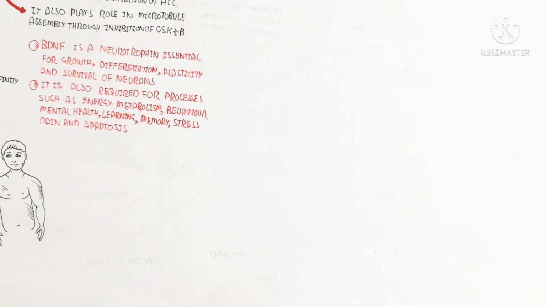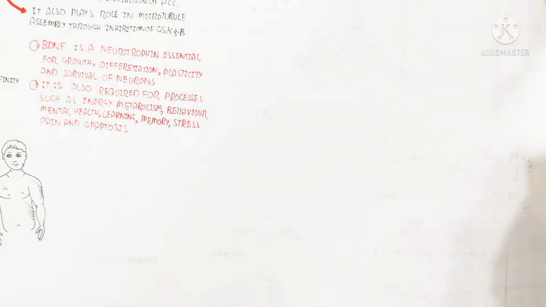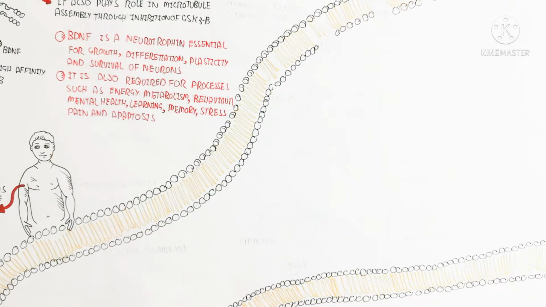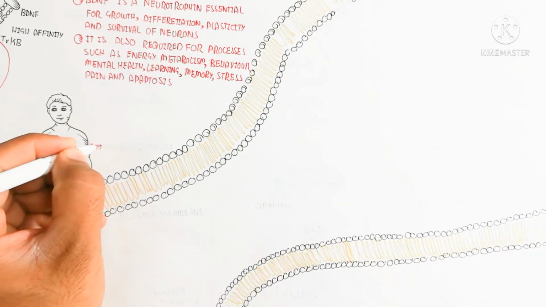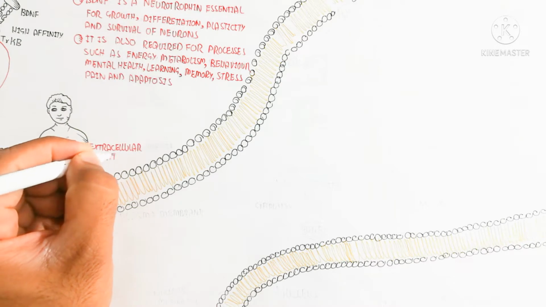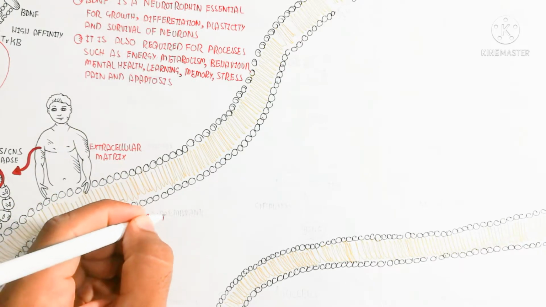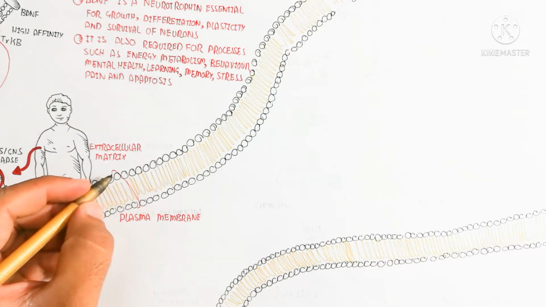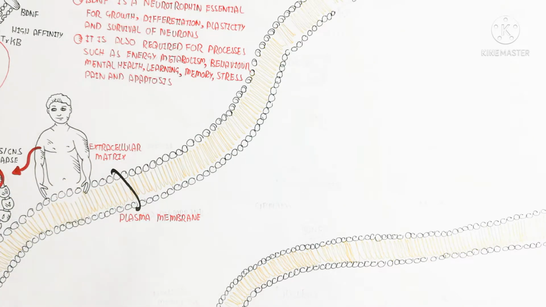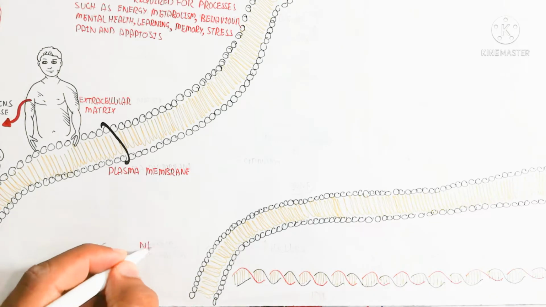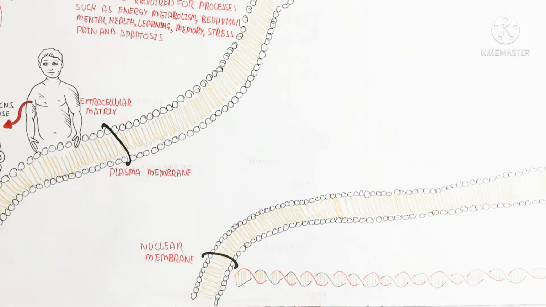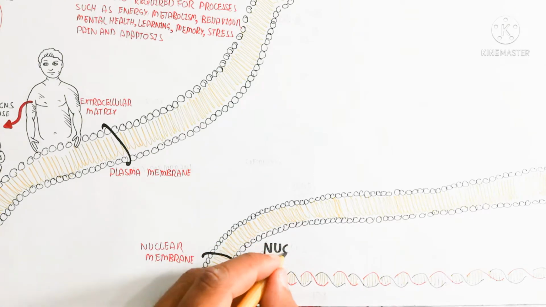So remember the improvement of memory is due to BDNF production. BDNF will bind with the nerves and stimulate more growth of the nerves, and otherwise nerve damage will lead to apoptosis. Here I am drawing the bigger picture of the cell: the extracellular matrix, plasma membrane, and intracellular matrix in the form of cytoplasm, while here is the nucleus, which contains the nuclear membrane and nuclear pores, but here I am not drawing them.